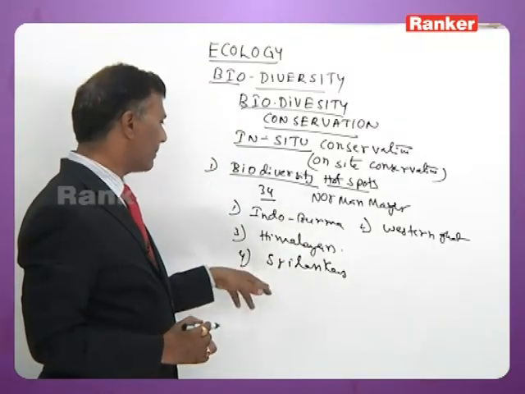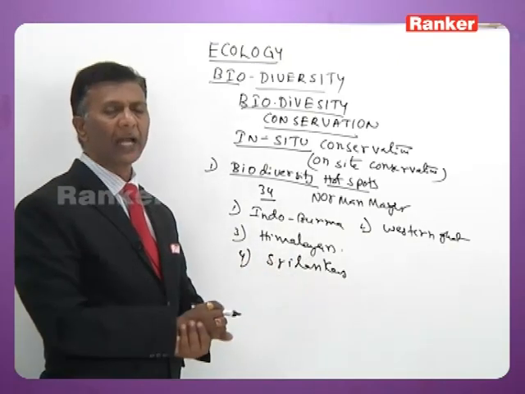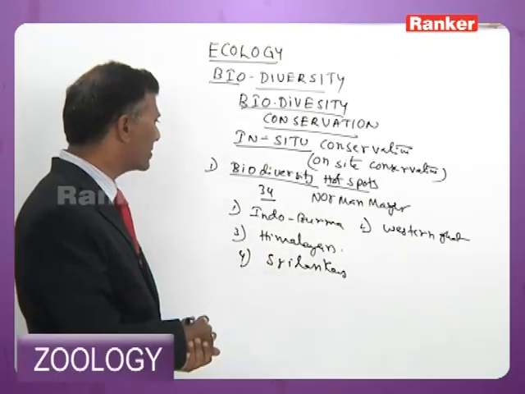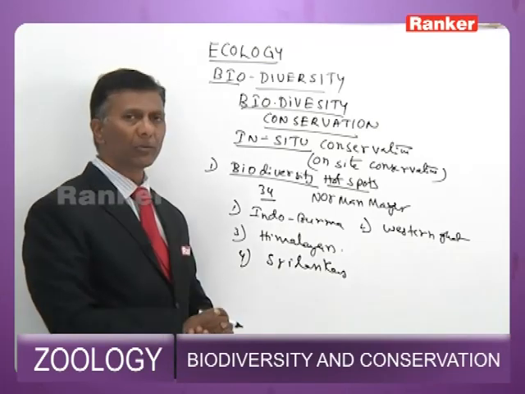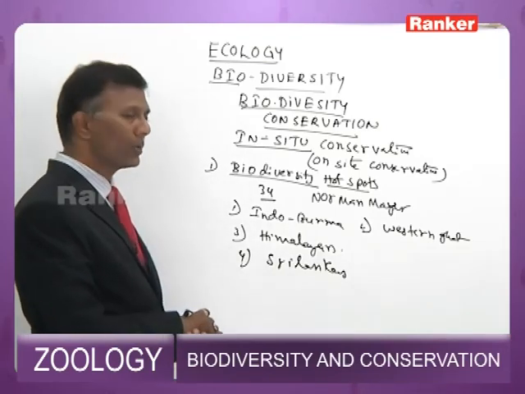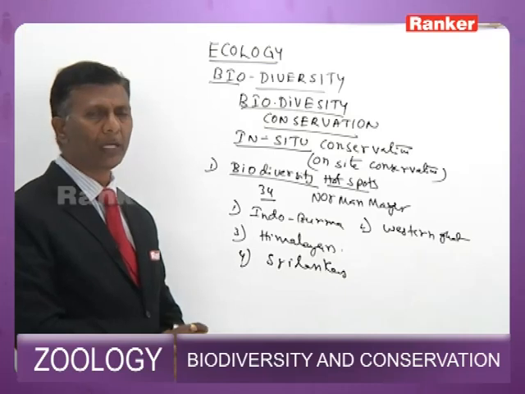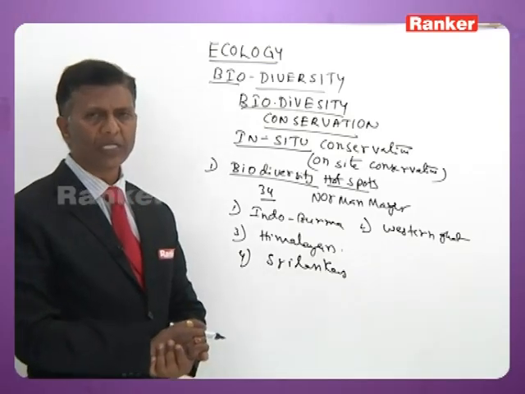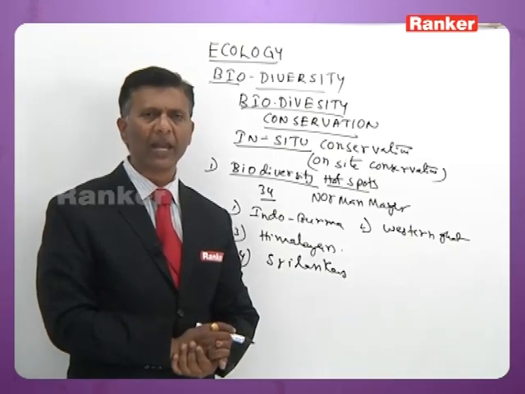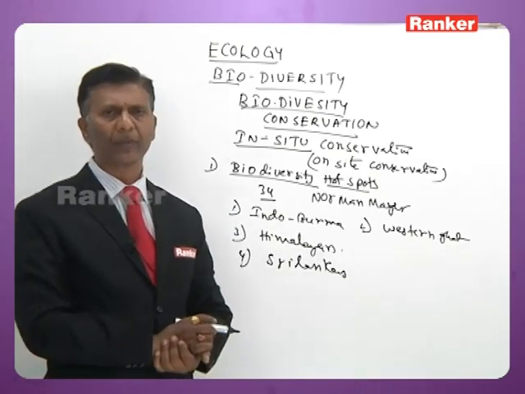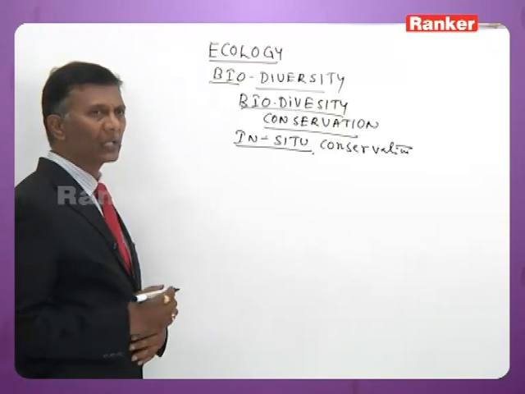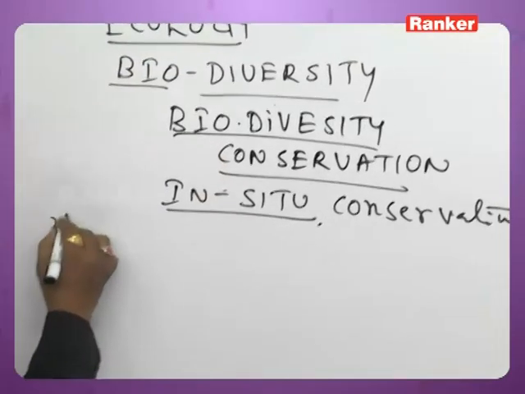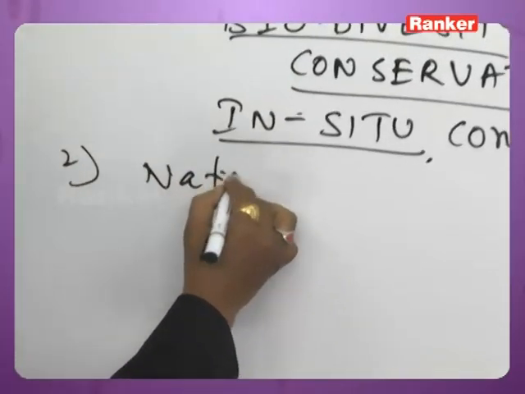Indo-Burma, Western Ghat, Himalaya and Sri Lankan regions are identified as the most important biodiversity hotspots, and the concept was started by Norman Myers. Around 34 of them are identified all over the world. Biodiversity hotspots are known for species richness, species evenness, and species endemism. Then the next one under in situ conservation is national parks.